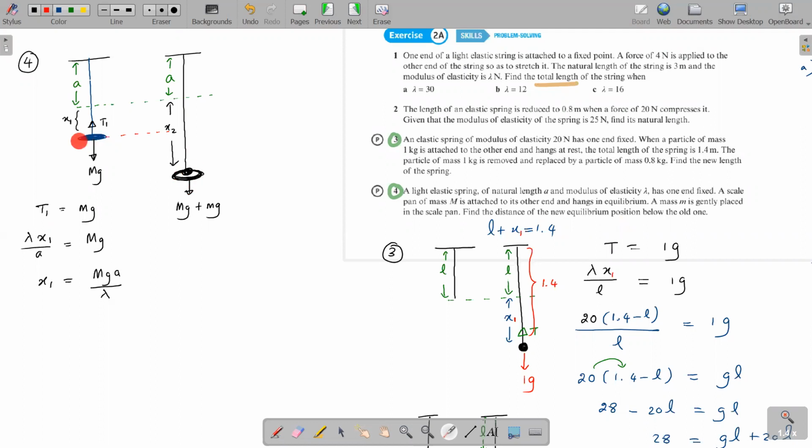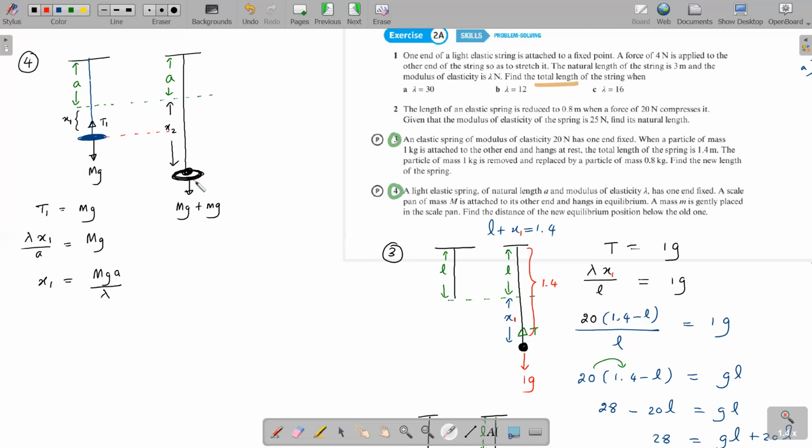Over here, this was the equilibrium position. With the scale pan, it extended a little bit. Now it's at rest here. So this is the first equilibrium position. When you place the mass, simple M, it goes further down, and then it's again at rest in another place. So this is the new equilibrium position.